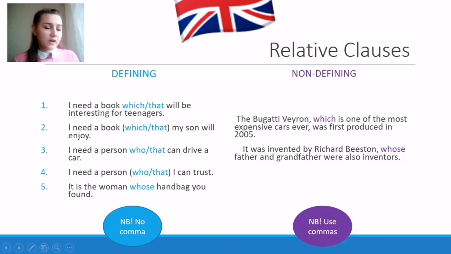Now, non-defining. The Bugatti Veyron, which is one of the most expensive cars ever, was first produced in 2005. So we use only which for objects. We use only who for people. It was invented by Richard Beeston, whose father and grandfather were also inventors, and whose is for possessives. Now pay attention to the commas in the non-defining type. So we use commas.